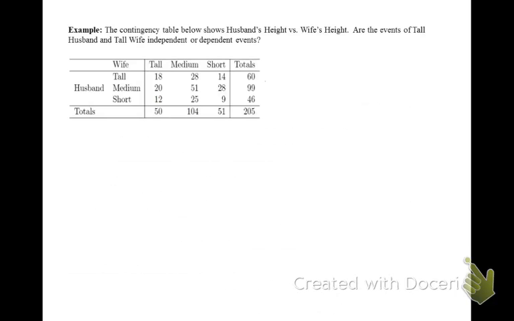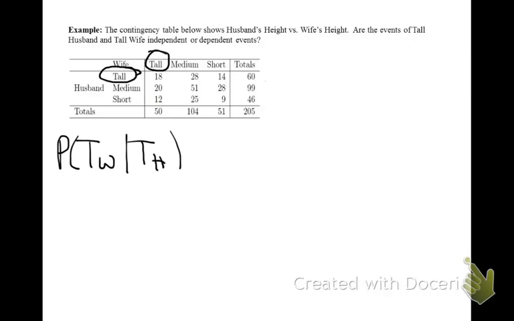So for example, the contingency table below shows husband's height versus wife's height. And we want to know, are the events of a tall husband and a tall wife independent events or dependent events? To answer this, I'm going to use my rules for conditional probabilities. If they're independent, then the probability of having a tall wife, given that there's a tall husband, should be the same as the probability of just having a tall wife. Now this is one way. You also have to check it going the other way, which we'll do in a minute.